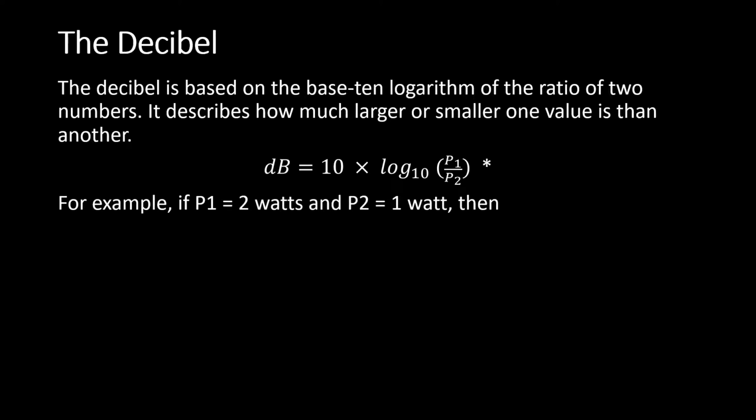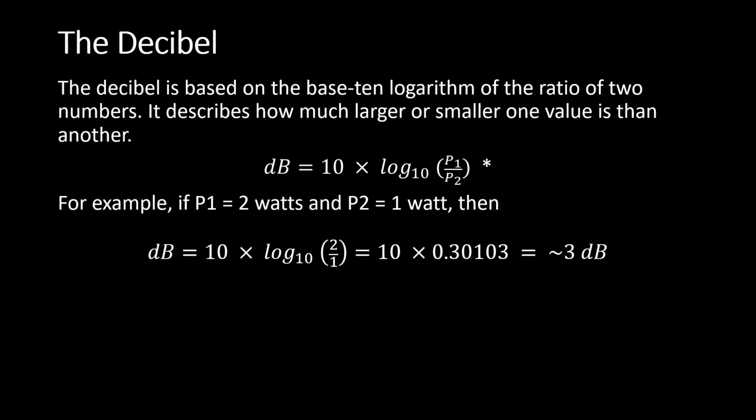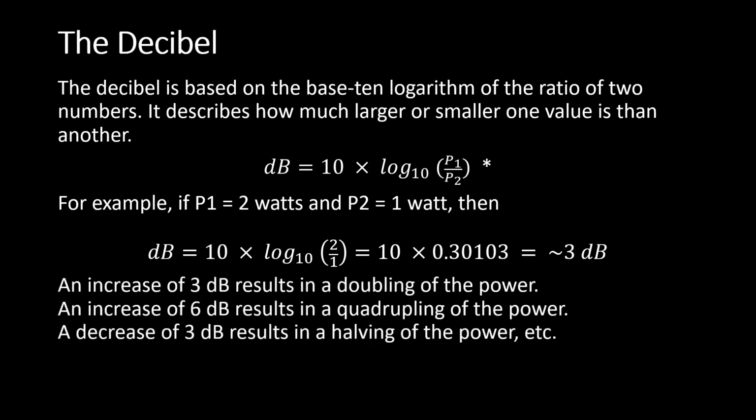For example, if P1 is 2 watts and P2 is 1 watt, then to go from 1 watt to 2 watts, putting the final value on the top, you end up with approximately 3 decibels. So an increase of 3 decibels results in doubling the power. An increase of 6 decibels is quadrupling, or multiplying by 4, the power. And a decrease of 3 decibels is halving the power, or going to 1/2 of what it originally was.